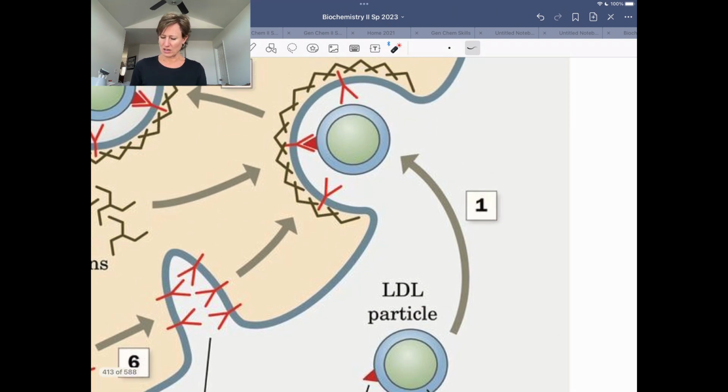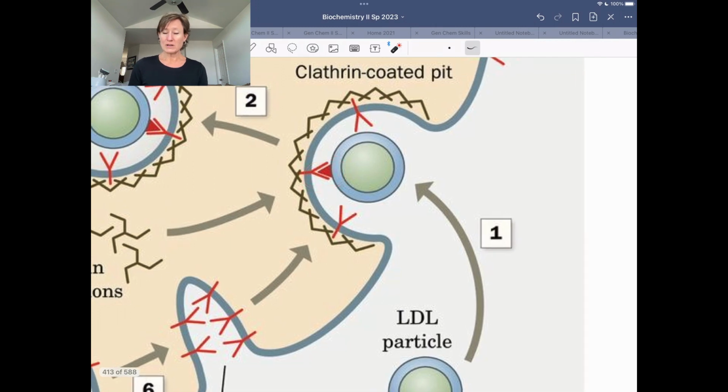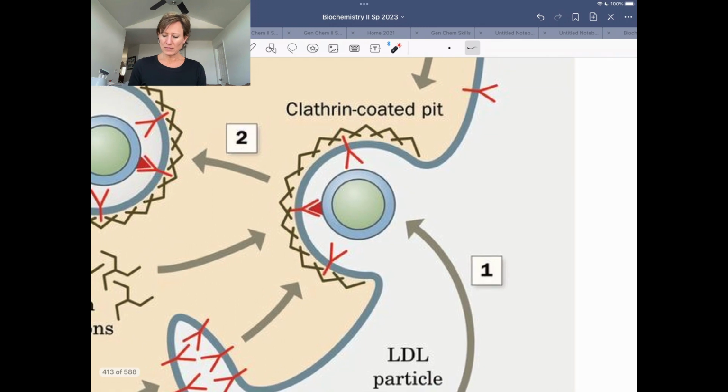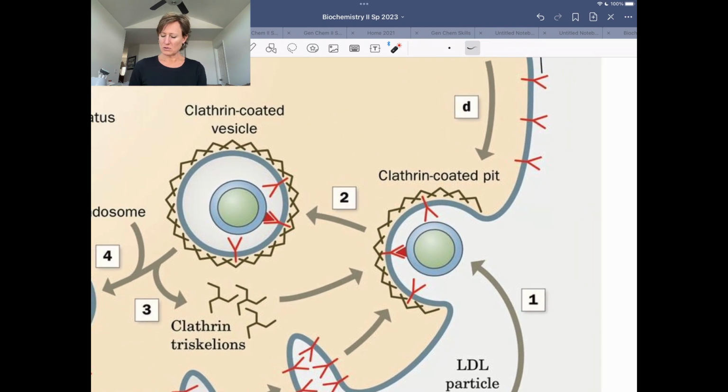So if we talk about what happens here, we're going to see that that ApoB100 is going to bind to receptors on the cell surface. So these little Y-shaped molecules here are receptors for the ApoB100 protein. And so what happens here is you're going to have receptor binding, and that's going to recruit these special proteins called clathrin triskelions to the surface of that lipid bilayer. And that's going to facilitate the mechanical invagination that is going to bring in this particle. So we're going to invaginate and bring this in. This is essentially receptor-mediated endocytosis, the bringing in of this vesicle.